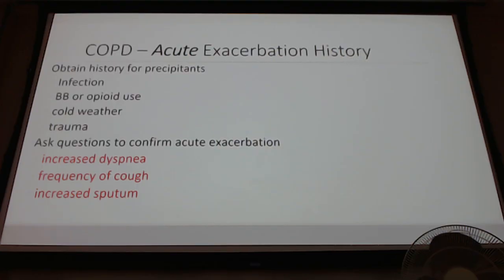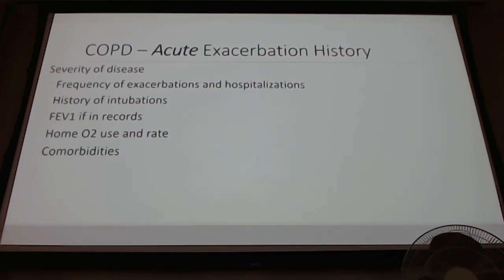All right. So like I said at the beginning, get a good history on these patients. If they have an infection, they recently started a beta blocker or another medication. Are they taking opioids? If they have a recent injury? Sometimes it could just be the weather change and the seasons. Or was there any trauma? And then acute exacerbation, increased shortness of breath. They have frequent cough and increased sputum production. And that kind of helps us narrow down, this sounds like an acute COPD exacerbation.